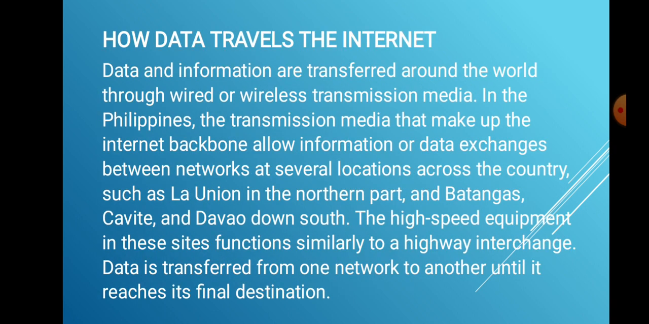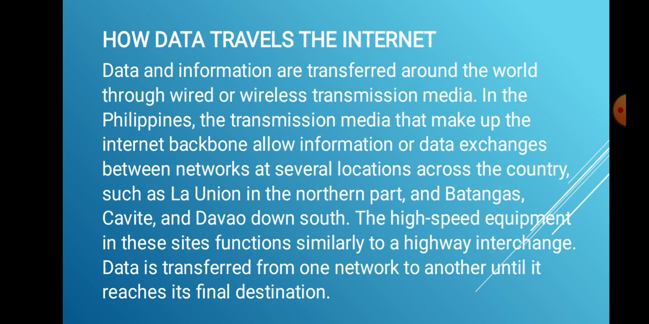How data travels the internet. Data and information are transferred around the world through wired or wireless transmission media. In the Philippines, the transmission media that make up the internet backbone allow information or data exchange between networks at several locations across the country, such as La Union in the north, Batangas, Cavite, and Davao down south. The high-speed equipment in these sites functions similarly to a highway interchange.